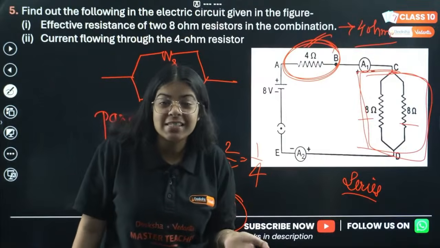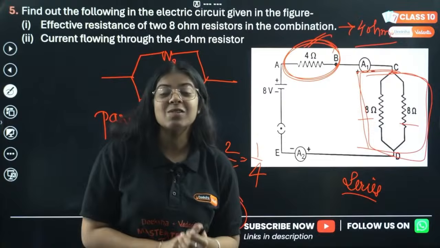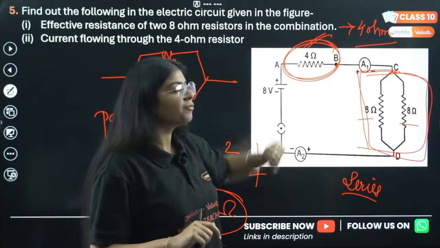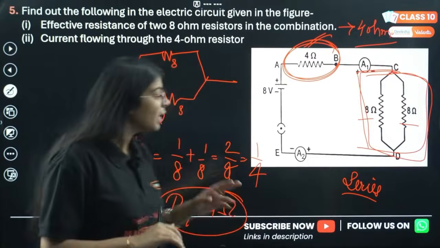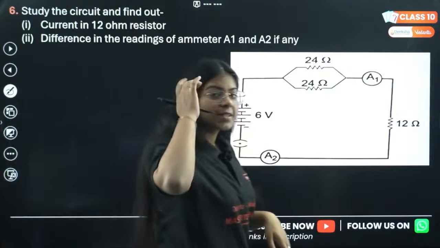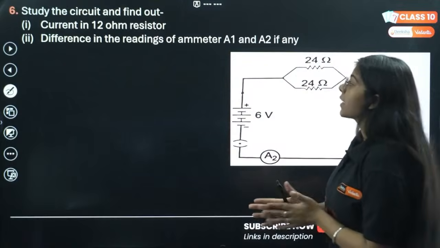other 4 ohm is in series. So in series we know current does not divide. Okay, so the current from 4 ohm will also be 1 ampere. Correct? Next question, which says study the circuit and find out.